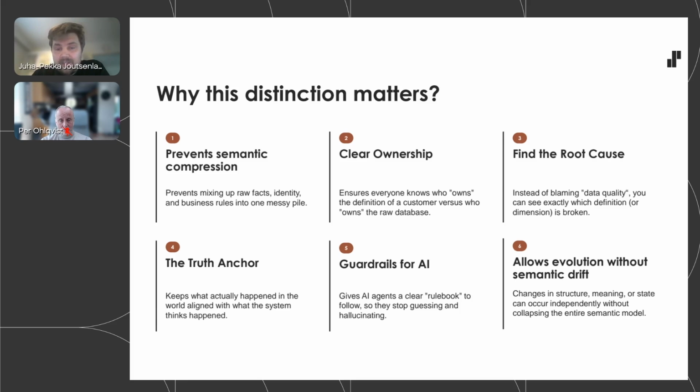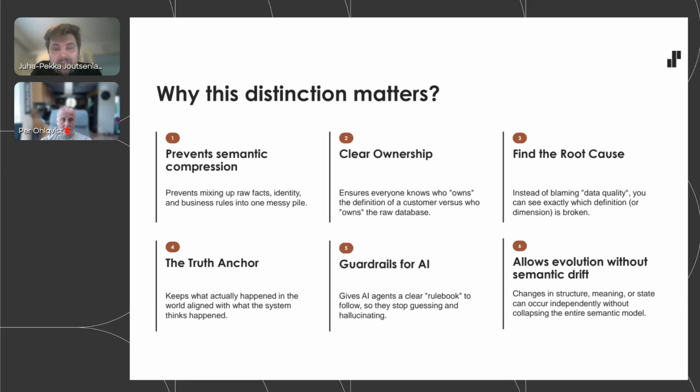It also helps us understand data quality problems, because we can point out whether it's the data pipeline that is broken, whether it's some aggregation logic behind it, or whether it's just the wrong interpretation we had of things. It anchors the truth, so it connects what actually happened in the real world to what the system thinks happened.